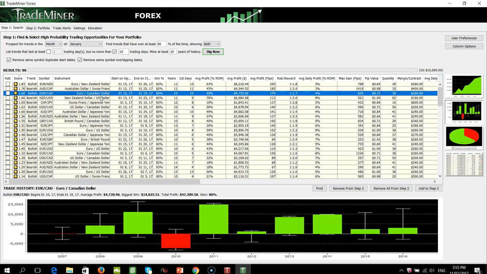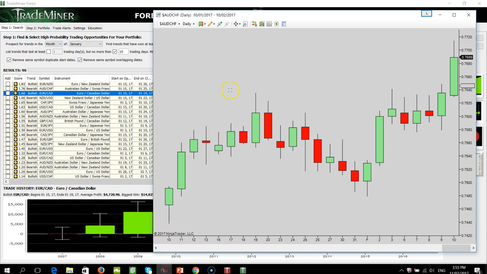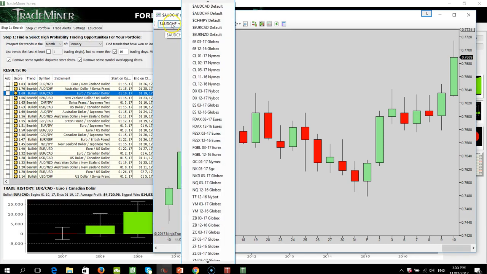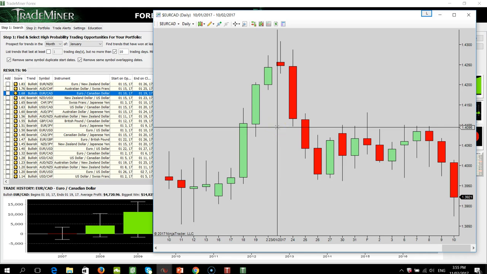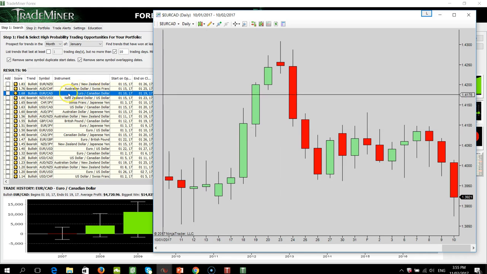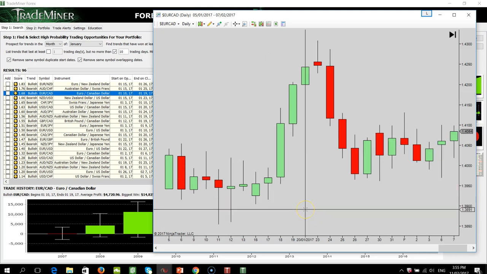Euro versus Canada. Okay, this one's kind of mixed. You see the last couple of years kind of small. Had some nice big years in there. Had this big loser there. But let's take a look at how it worked. Euro versus Canada. Okay, so it shows bullish on the 10th of January. Where is the 10th of January?